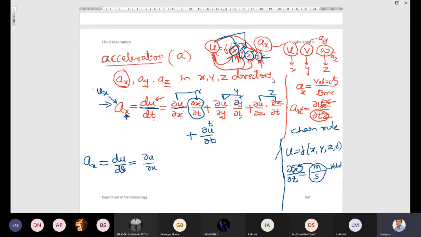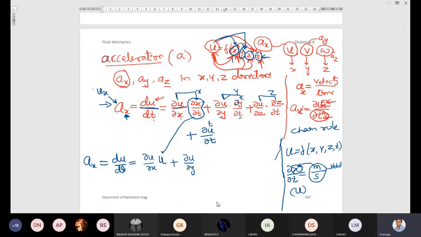By which alphabet letter? U. So in place of ∂x/∂t, I will write u, because it is a function of time. Similarly, plus ∂u/∂y, I will not change anything because we don't require it; we are getting ∂u/∂y as it is.